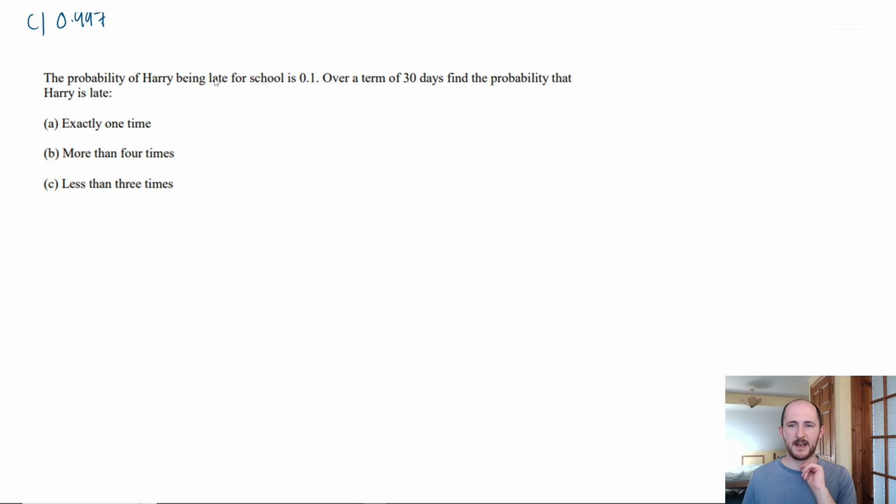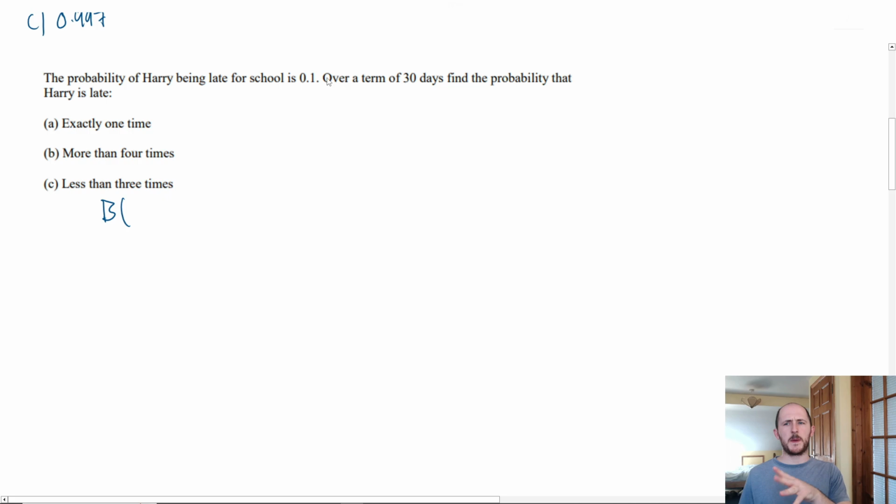So the probability of Harry being late for school is 0.1. Over a term of 30 days, find the probability that Harry is late one time, more than 4, and so on. So why is this a good thing to use for the binomial distribution? Well, because there's only two outcomes. He's late or he's not late. You can't be kind of late, right? It's late, not late, that's it. Cool. And we have the probability. And we also have a fixed number of days, so a fixed number of trials.